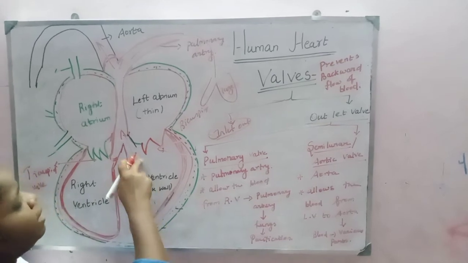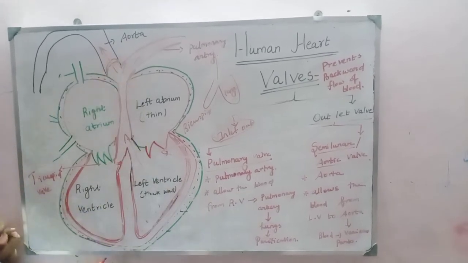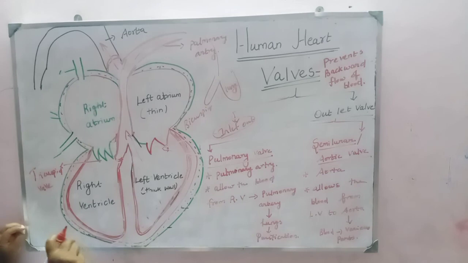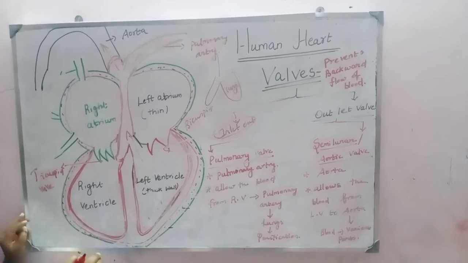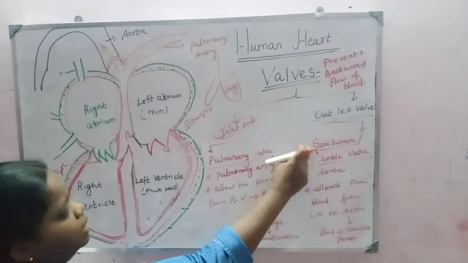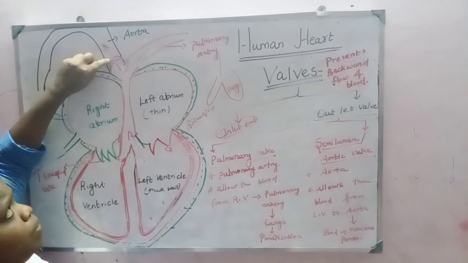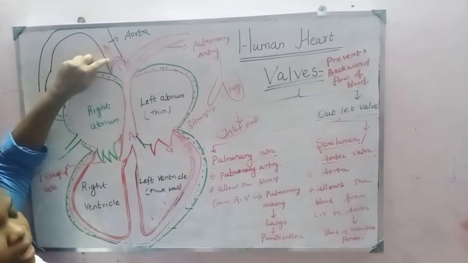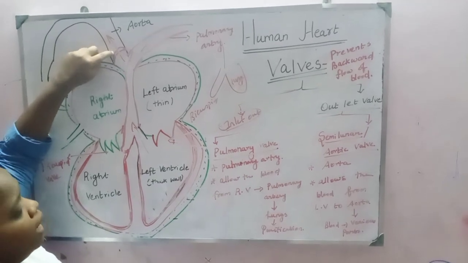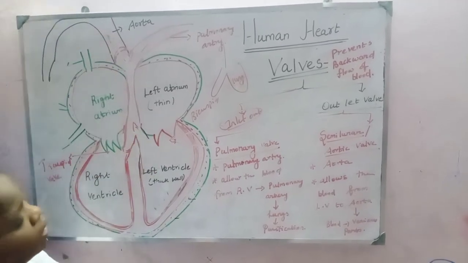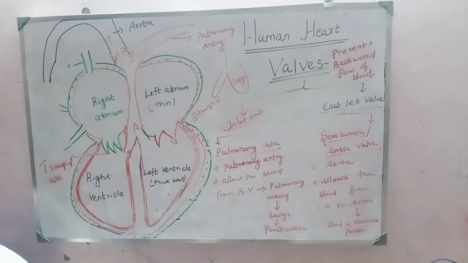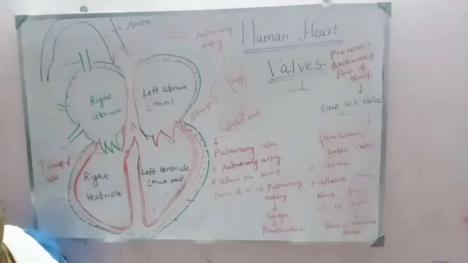Then the semilunar valve is present in the aorta. This valve looks like a semilunar shape, so it is called a semilunar valve. It is present at the base of the aortic blood vessel, or aorta. It allows the blood from the left ventricle to all other parts of our body. That's all about the human heart valves.